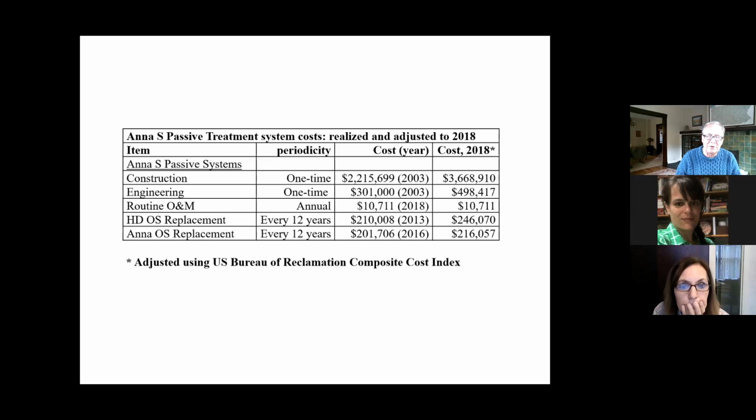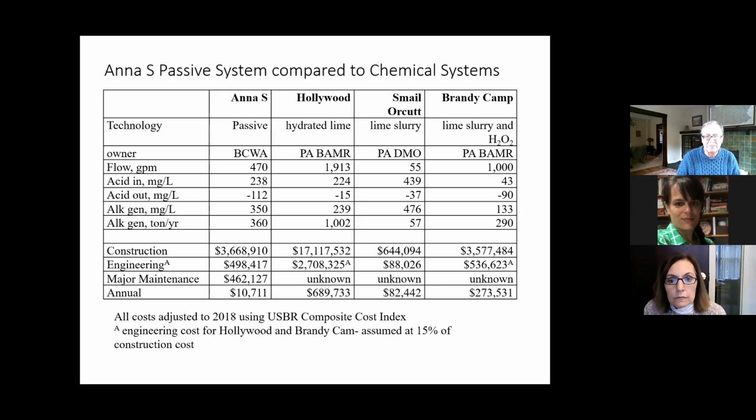And it turns out the treatment system today would cost about $4 million for the construction and engineering. And so still would be an awfully expensive treatment system. We know what the routine O&M is, and we know what these major maintenance activities are, but you only do those every 12 years. And so I took those numbers and I compared them to chemical treatment, because remember, the guidance said that you can't treat this passively, you really should be installing lime treatment or chemical treatment.